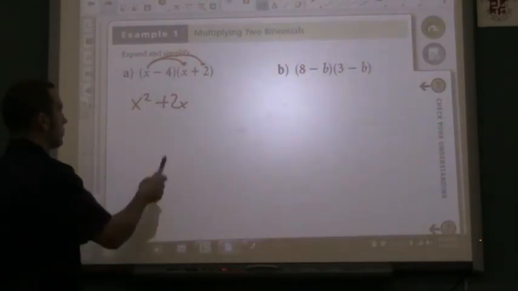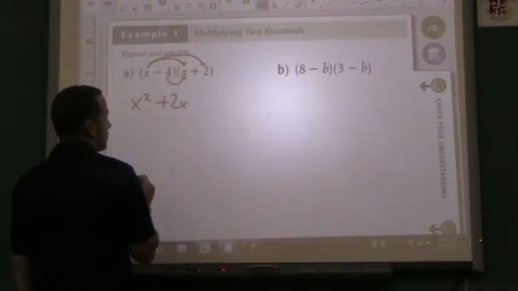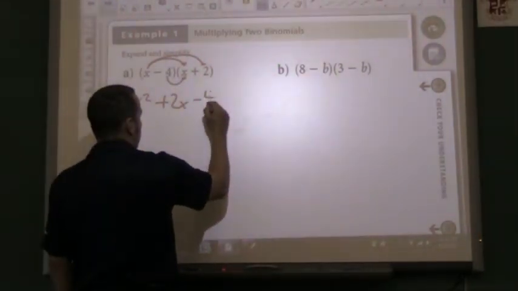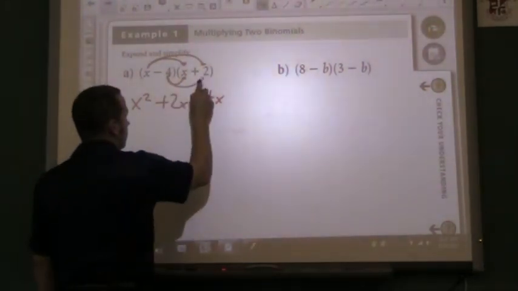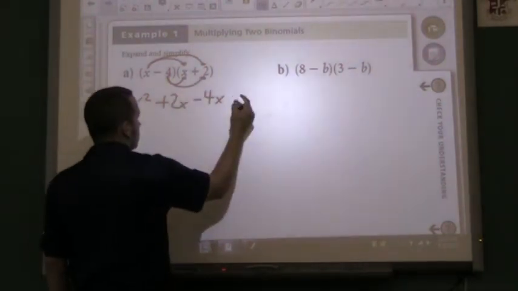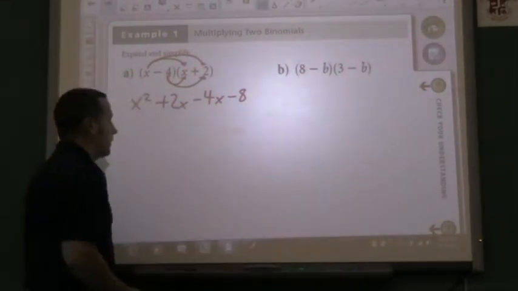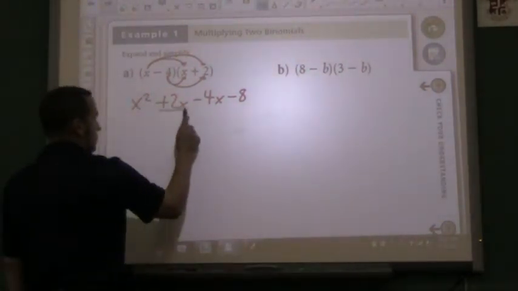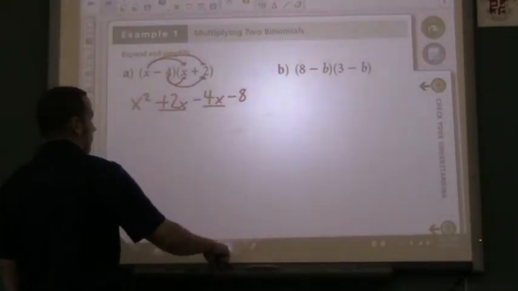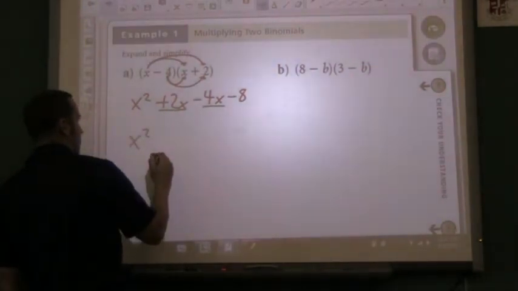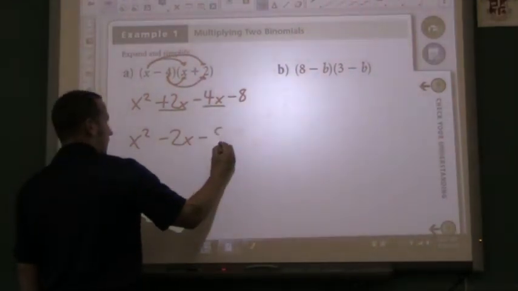So I move on to the next term, which is a subtract 4 or negative 4. So negative 4 times x, well, that gives me negative 4x, or subtract 4x. Then I have the last term times this, so negative 4 times 2, which gives me negative 8. Again, I want to combine anything that's a like term. A 2x and a negative 4x are alike. So I can combine those, and I get my final answer of x squared minus 2x minus 8.